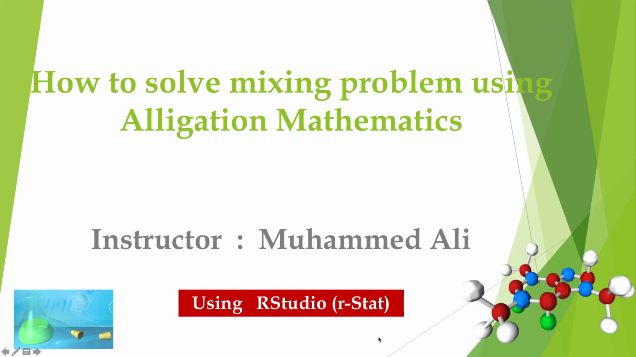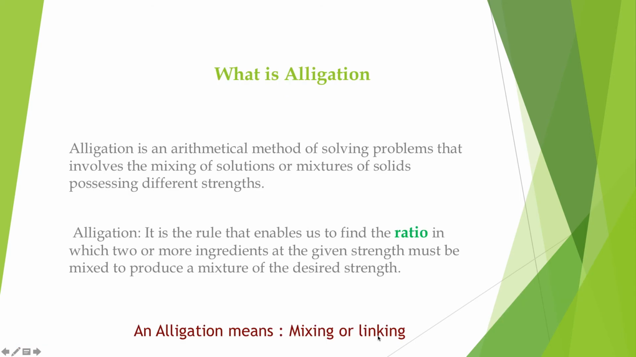Now, what is alligation? Alligation is an arithmetical method of solving problems that involve the mixing of solutions or mixtures of solids possessing different strengths. It is a rule that enables us to find a ratio in which 2 or more ingredients at a given strength must be mixed to produce a mixture of the desired strength. Alligation means mixing or linking.